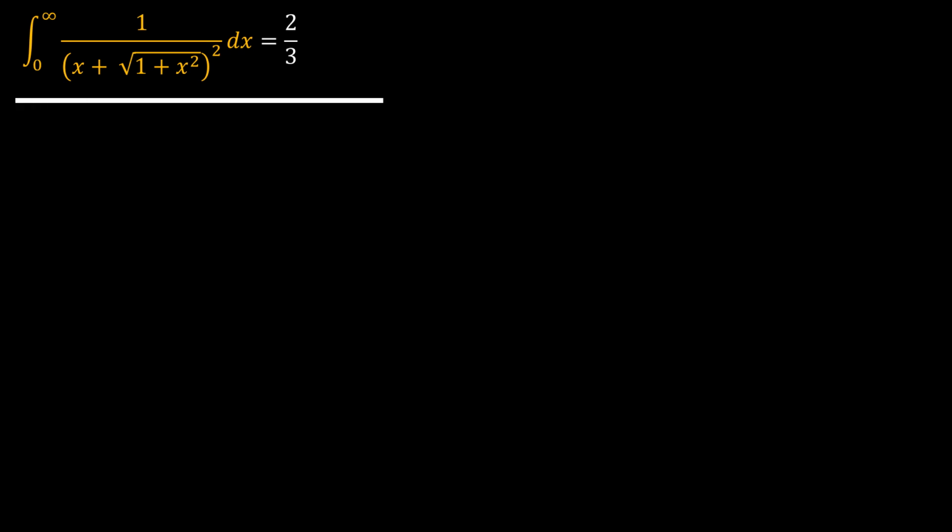And so what we see here is our original problem, the integral from x equals 0 to x tending to infinity of 1 over the square root of x plus the square root of 1 plus x squared, is just as simple as 2 over 3. And that is the answer that was expected.